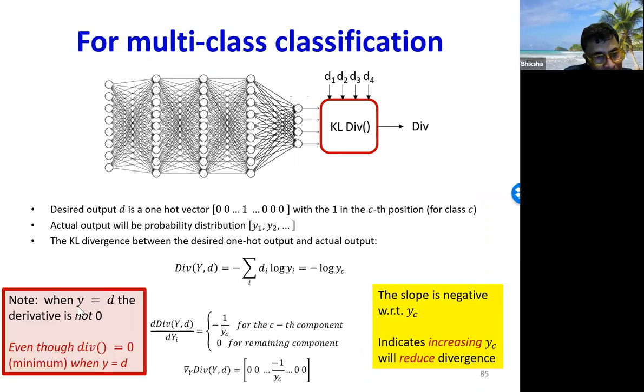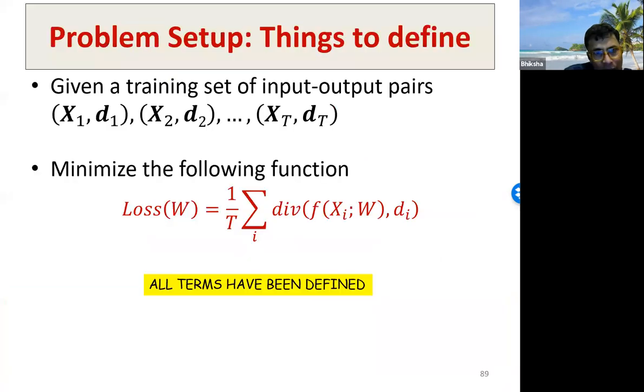And also, once again, observe that when the network is doing the correct job, when y equals d, the slope is minus 1. So even though the divergence is 0, the slope is minus 1. And so we have defined all of the terms in this loss. All we have to worry about is how to minimize it.